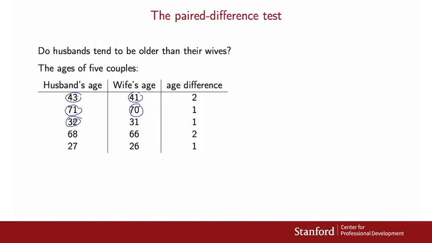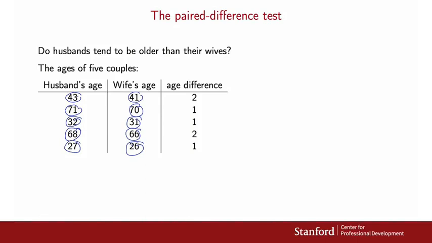Then we have 32 and 31. 68 and 66 and 27 and 26. So it looks like the husband is always a little bit older than his wife. So how would we analyze those data?